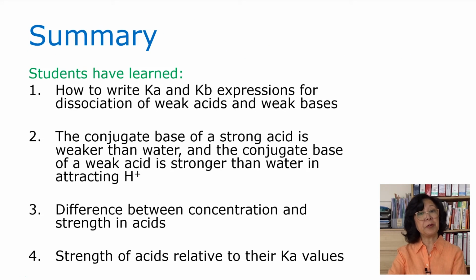To summarize what we have learned today, we learned how to write Ka and Kb expressions for the dissociation of a weak acid and a weak base. Remember, when you form hydronium ion in the dissociation, we use Ka. When we form hydroxide ion, we use the Kb expression. The conjugate base of a strong acid is weaker than water, and the conjugate base of a weak acid is stronger than water in terms of its attraction to the hydrogen ion. And we noted the difference between concentration in molarity and strength of acid as denoted by Ka.